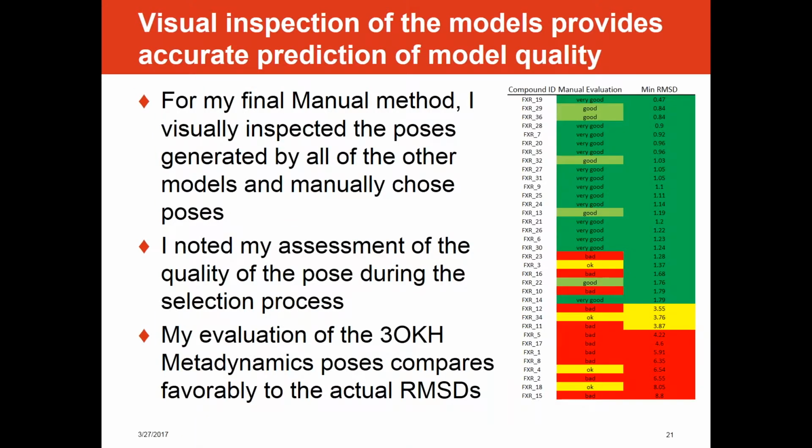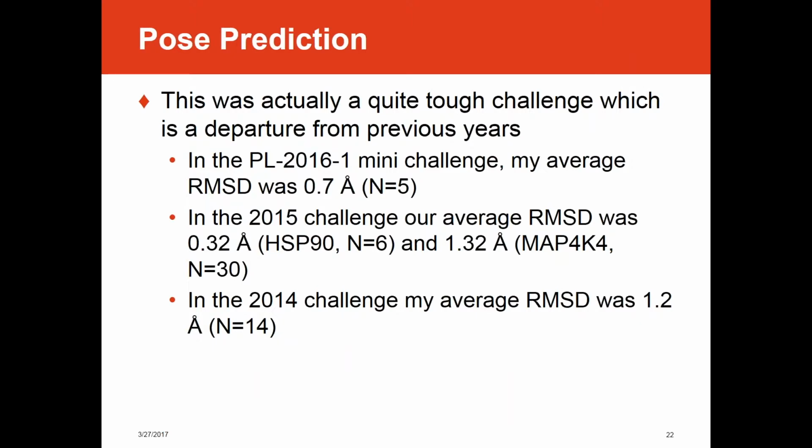Finally, for my manual method, as I was going through, I took notes saying I think this pose is good or bad, and afterwards I went to see how good my assessments were. I was pleased to see that my evaluation of good, bad, or okay, as I wrote down while looking at them, correlates quite well with the actual RMSD of the pose. So I just want to point out visual inspection is still important, and if you have an idea of what's going on, you should use that.